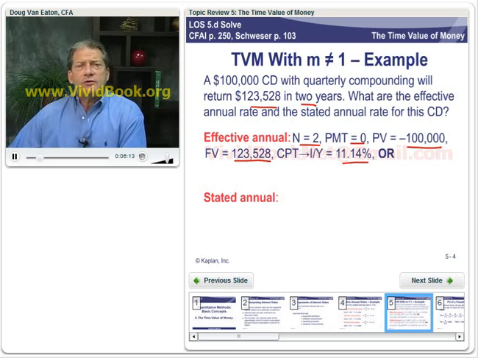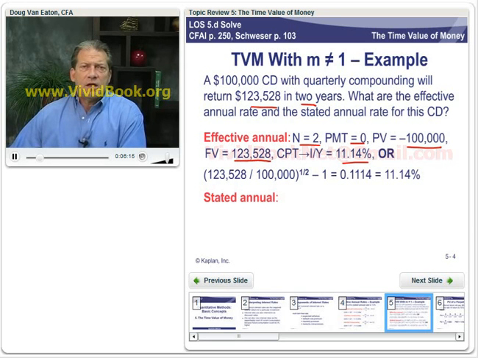So we could also do this just using arithmetic functions. Ending value over beginning value. Take the square root of that because it's a 2-year period, subtract 1, and get the annual compound rate. Now what's our stated annual rate?